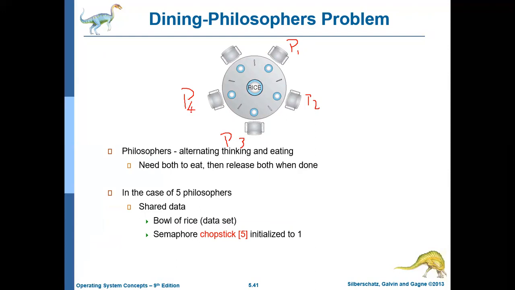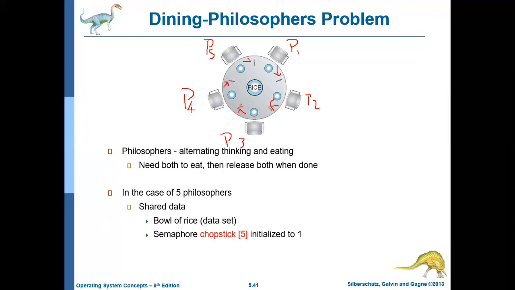Sometimes this situation may arise. Okay, even though the solution gives a solution, this particular problem still exists. Say all the five philosophers want to eat at the same time and they picked the chopstick which is at the left. That is, philosopher P1 is picking this chopstick and philosopher P2 is picking this chopstick. Okay. And philosopher P3 is picking this particular chopstick. Okay. And philosopher P4 is picking this chopstick, and philosopher P5 is picking this particular chopstick.